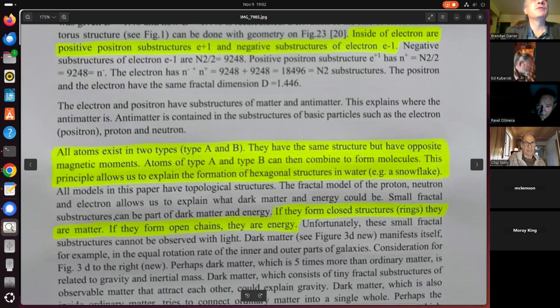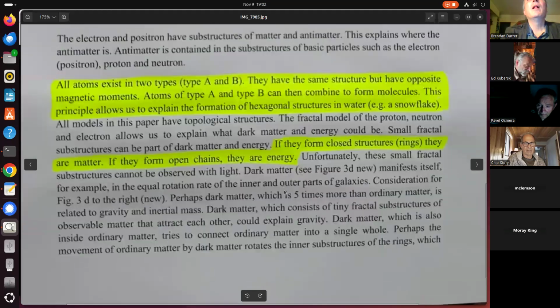Small fractal substructures can be part of dark matter and energy. If they form closed structures, rings, they are matter. If they form open chains, they are energy. Again, super important. So sorry, Brandon, but that is so important. Unfortunately, these small fractal substructures cannot be observed with light. Dark matter, see figure 3D new, manifests itself, for example, in the equal rotation rate of the inner and outer parts of galaxies.